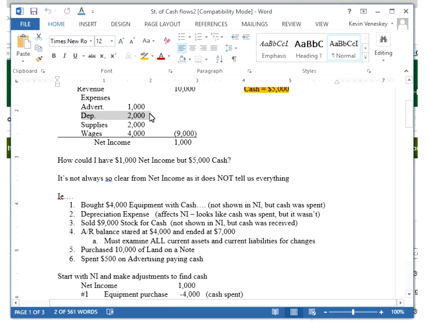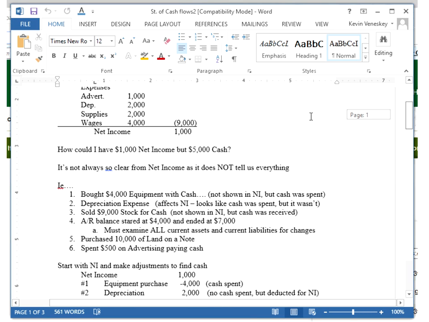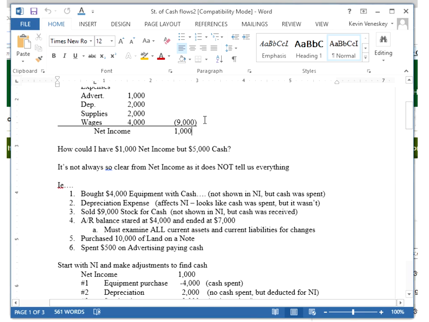So I need to pretend, if I'm thinking about it with the statement of cash flows in mind, cash related, that depreciation isn't even there. So to pretend it's not there, I need to add it back. I need to pretend it never occurred and brought me down to 1,000. Because without it, I would have been at 3,000. So with that depreciation, I need to add that 2,000 back to my starting number as an adjustment.